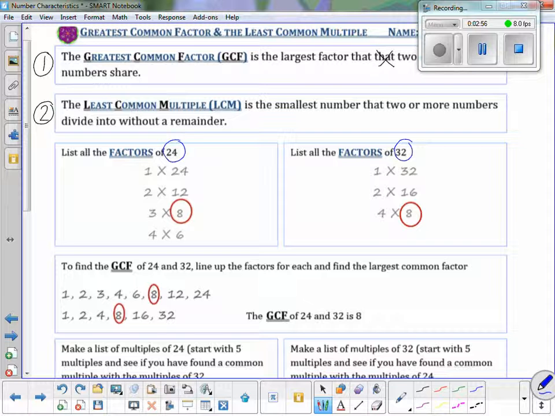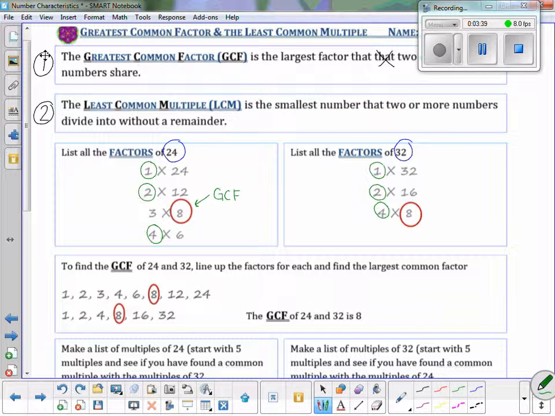Now we're going to see what factors they have in common. They both have 1 in common. They both have 2 in common. They don't have 3, only one of them has 3. They share 4. They don't share 6. They share 8. They don't share 12, or 16, or 24, or 32. But notice here how 8 is the GCF. It's the greatest common factor. It's the largest factor that they both share.